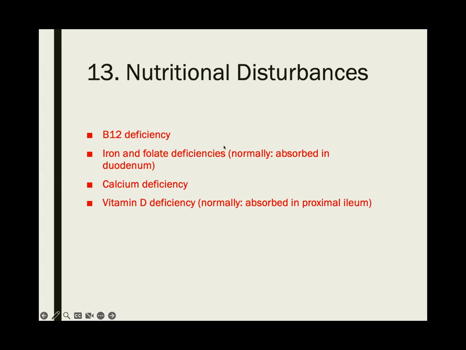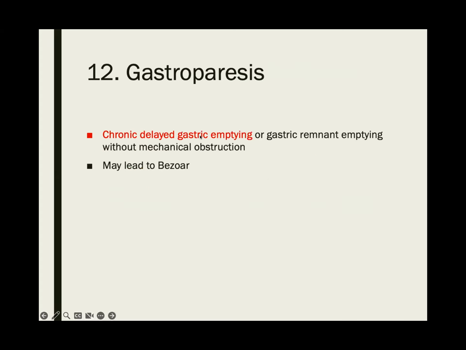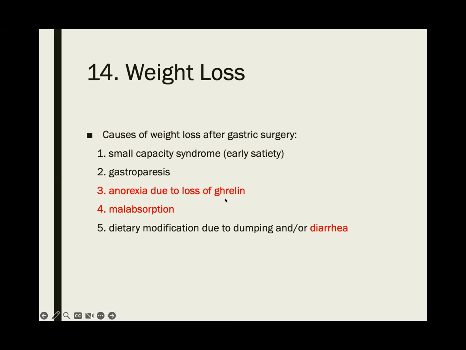Nutritional disturbance, this is in general, as the concept of the weight loss. So this is important. B12 deficiency, why is that? Because we're losing the intrinsic factor. Iron and folate deficiencies, which are normally absorbed in the duodenum, calcium and vitamin D, which are absorbed in the proximal ileum. Okay. The weight loss, this is the major aspect of these procedures.